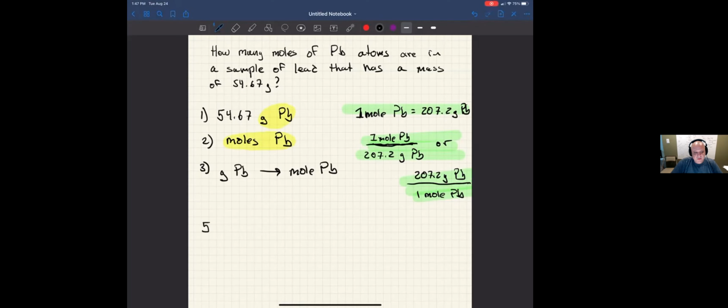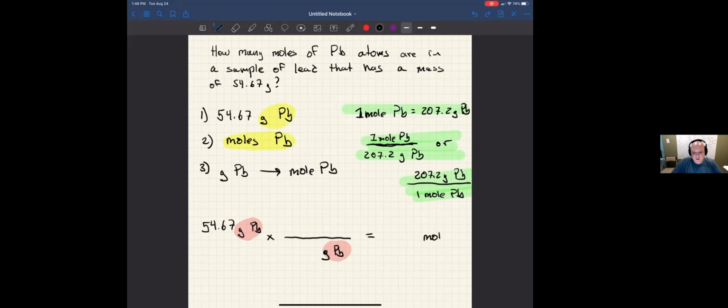So starting with the 54.67 grams of lead, times the one step. This arrow, grams of lead to moles of lead, since there's a direct path, I know that I only need one conversion factor, one per expression. And in order to figure out which per expression I use, I examine the units. This is the unit analysis part. I've got grams of lead in the numerator, so in the conversion factor, I'll need grams of lead in the denominator.